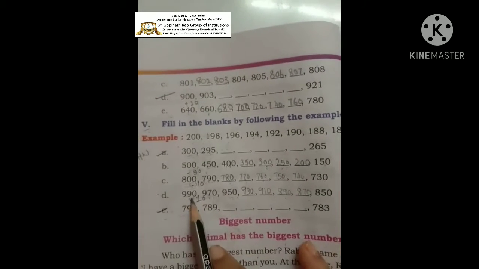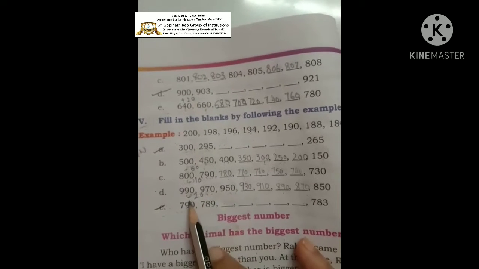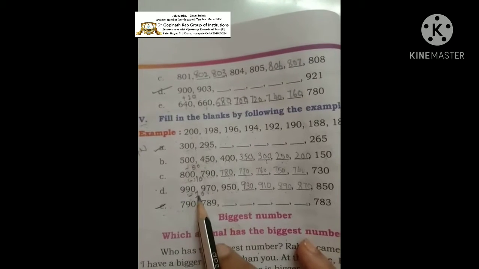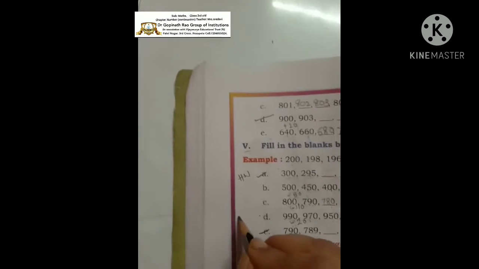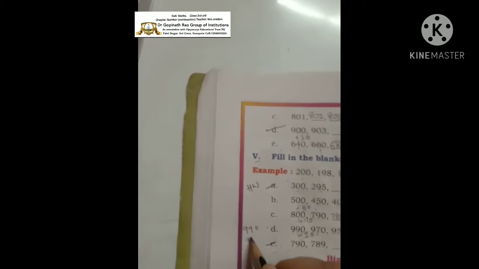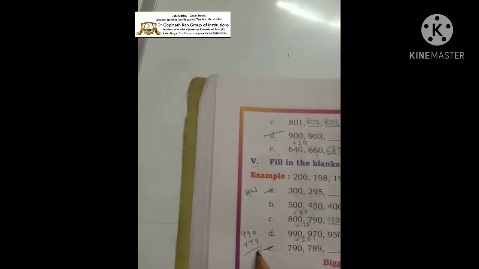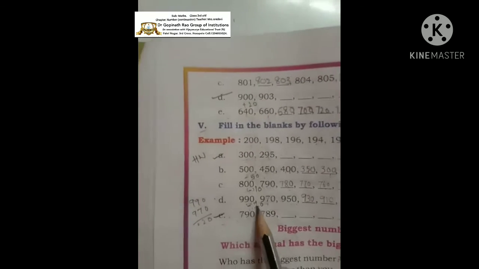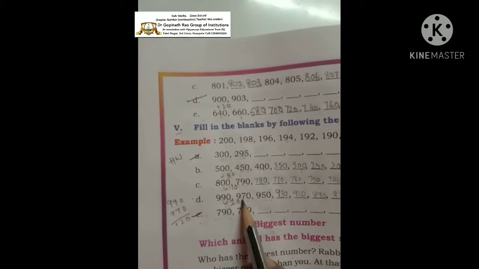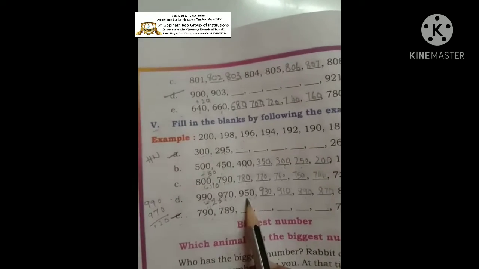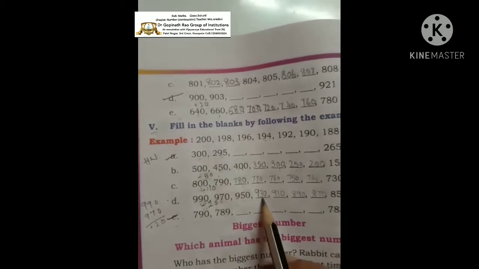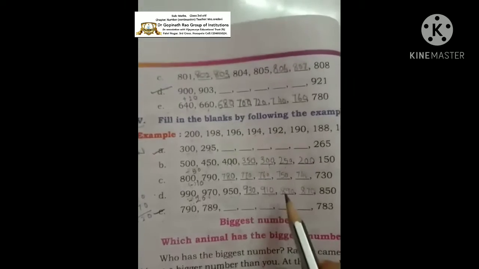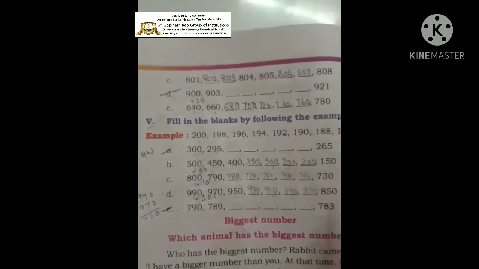Next. 990 minus 970. See, 990 minus 970, the difference is 20. Okay, so go on subtracting 20 here. 970 minus 20 is 950. 950 minus 20 is 930. Then 910, 890, 870, 850.